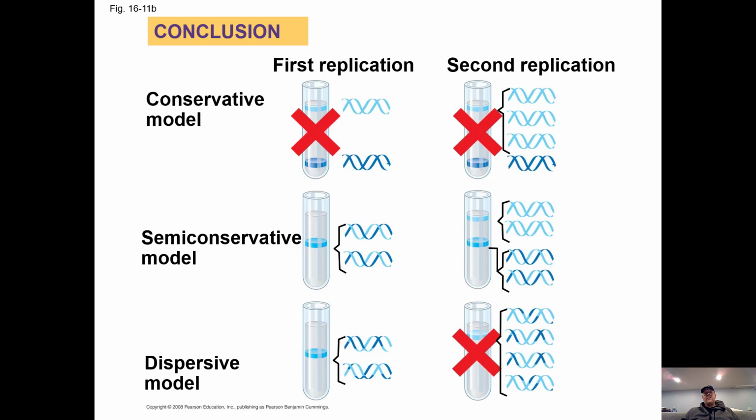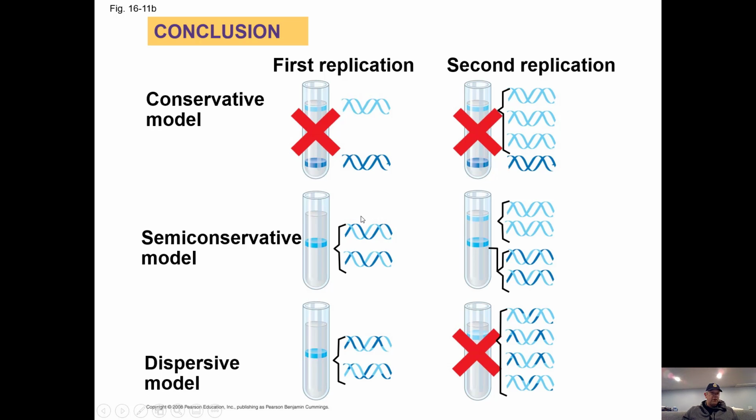If we look at our conclusions, our predictions, and how they fit with the data: if it was a conservative model of replication, you would expect a really heavy strand at the bottom after that first replication, and a light strand. Remember, we're keeping all the old DNA. But that's not what we got. So right off the bat, we can get rid of the conservative model of replication.